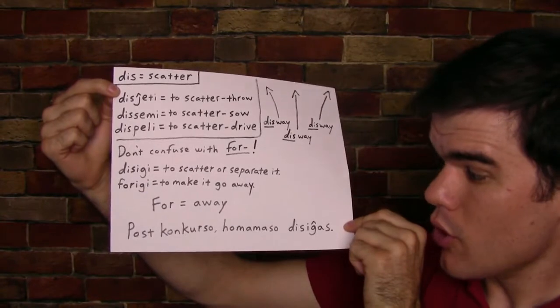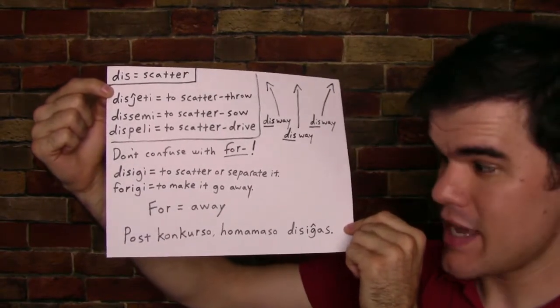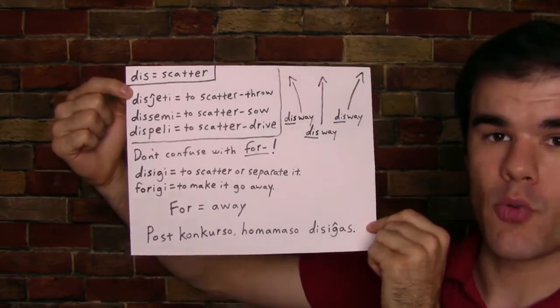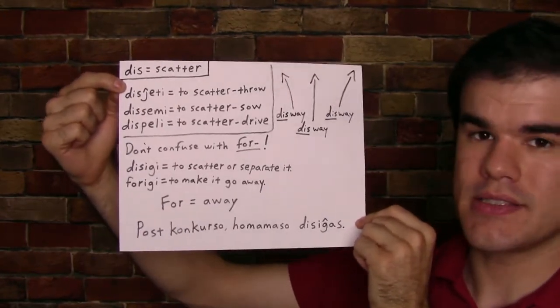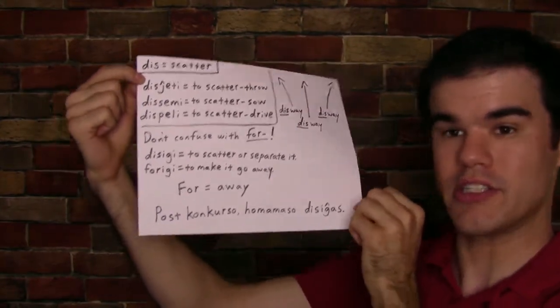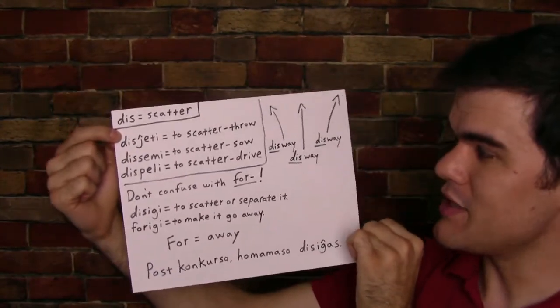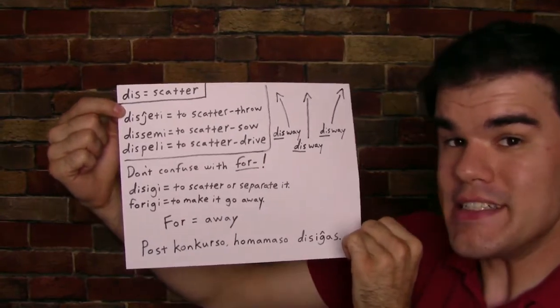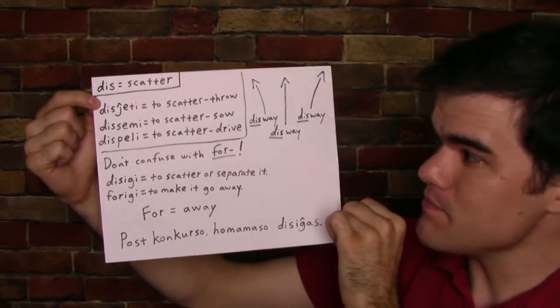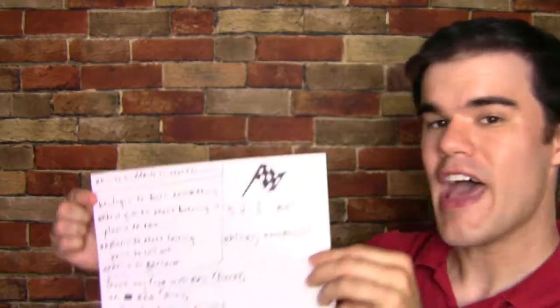Post concurso homamaso disigas. After a competition, a crowd separates, goes its separate ways, disintegrates. Not disintegrate like set phasers are vaporized, but disintegrates as in is no longer integrated into one group, okay? And look at the arrows up there. They're going this way and this way and this way, okay? They're going in all these different directions, all right? So that is dis. Next we have ek.